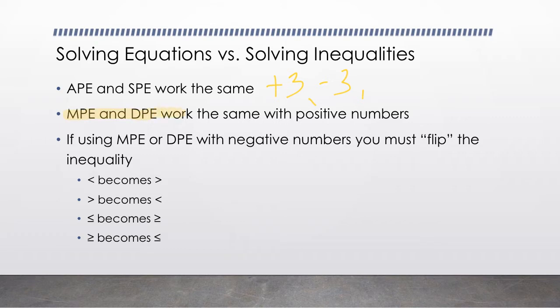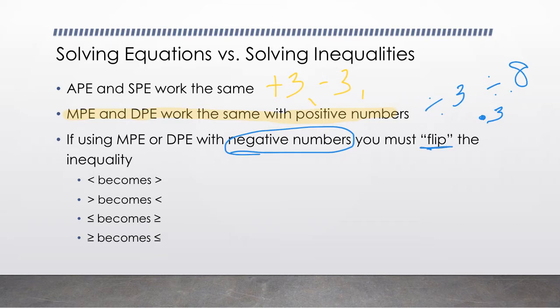The multiplication and division properties work the same with positive numbers. So as long as I'm dividing by a positive number, we're good. Or multiplying by a positive number. If I'm using it with a negative number, I simply have to flip the sign.